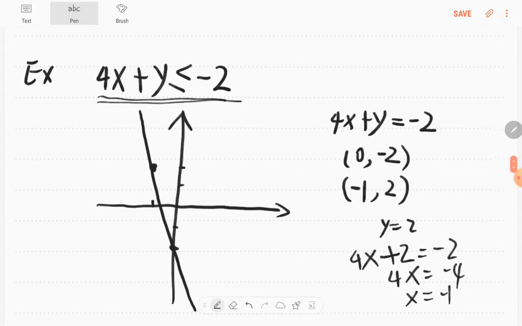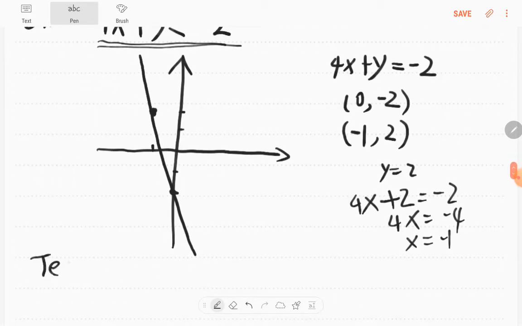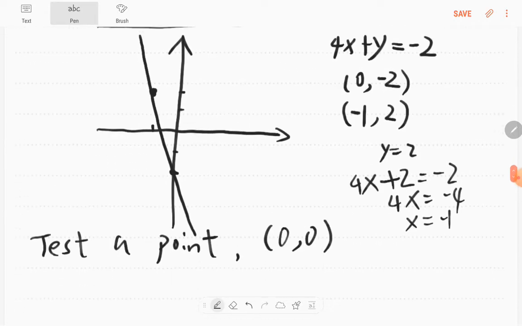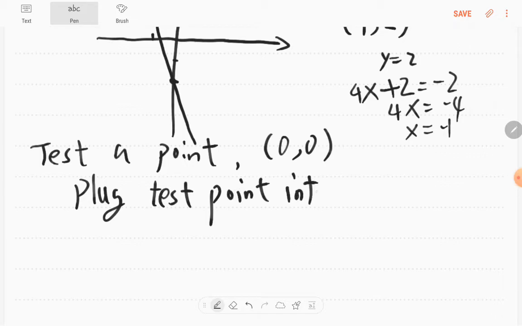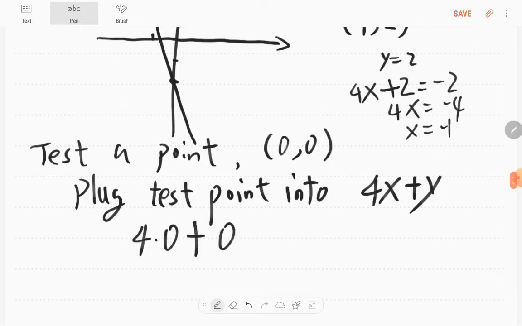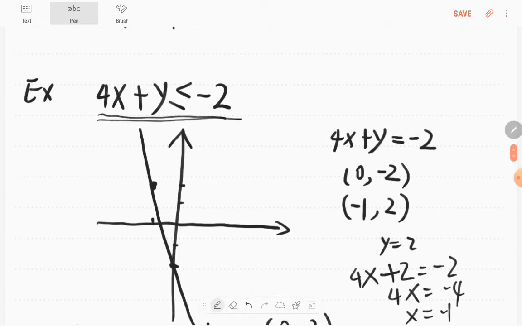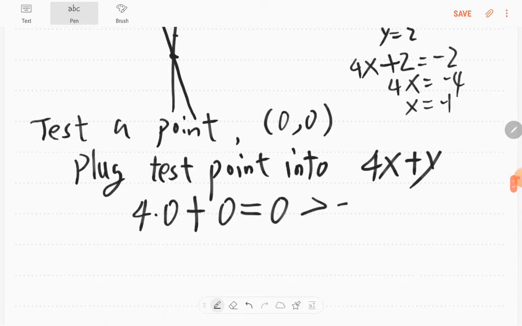So we just test a point. You can choose an arbitrary point. So here, for our convenience, we choose the 0, 0 point. So you plug in the 0, 0 test point into 4x plus y. So 4 times 0 plus 0, which is equal to 0. 0 is greater than negative 2, right?